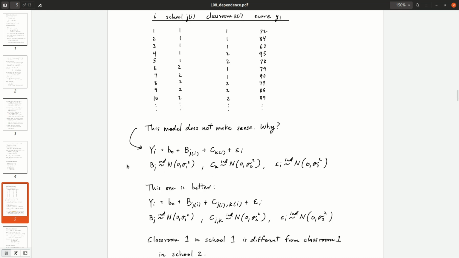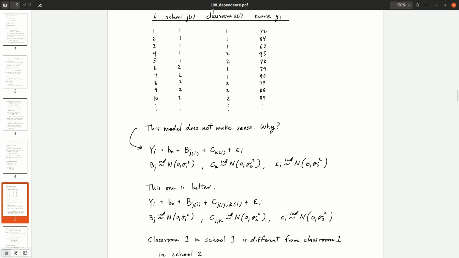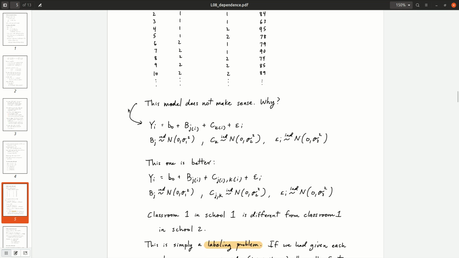But I think this is really just making things way too complicated. Here we write classroom 1 in school 1 is different from classroom 1 in school 2. This is simply a labeling problem. It's a labeling problem because we've given the same label 1 to the first classroom in school 1, and label 1 to the first classroom in school 2, even though they're different classrooms.